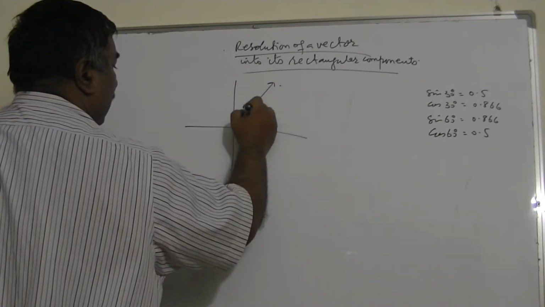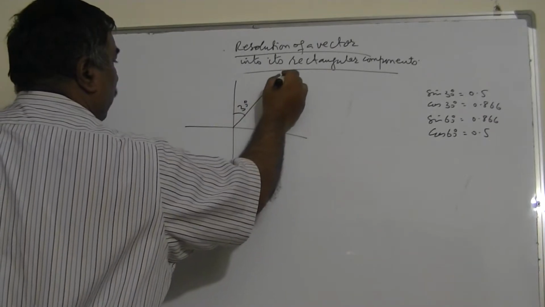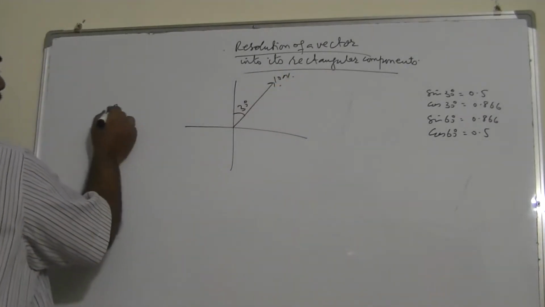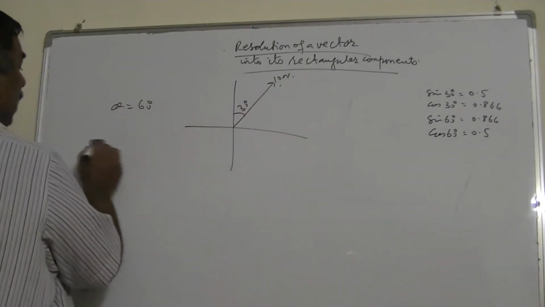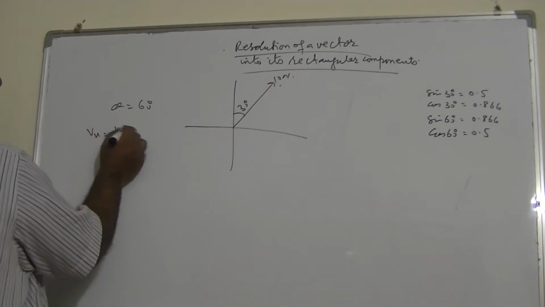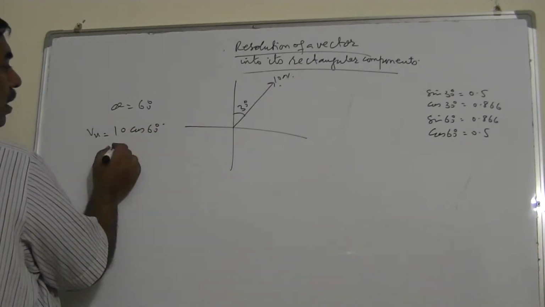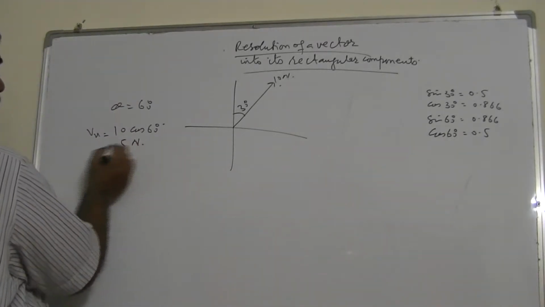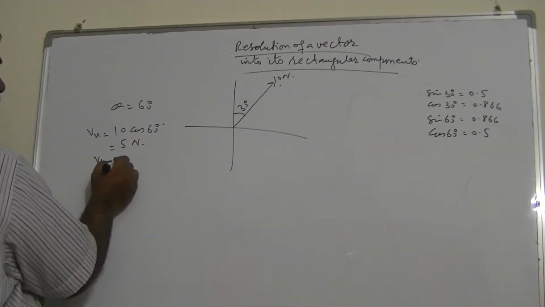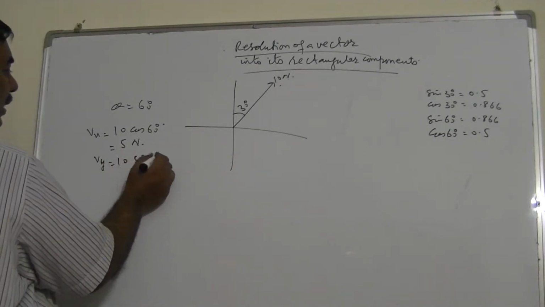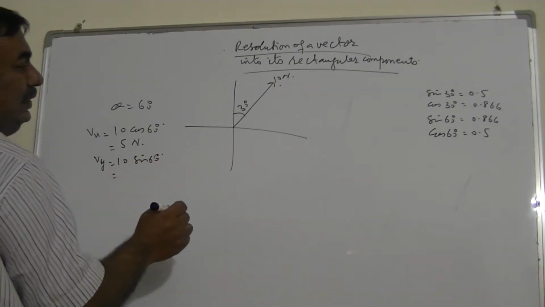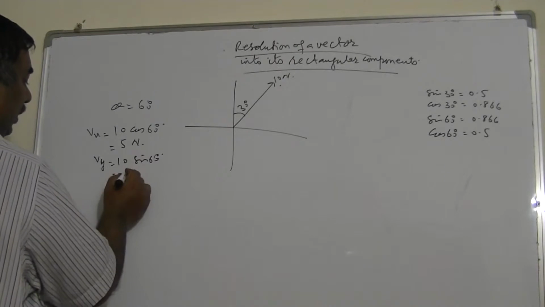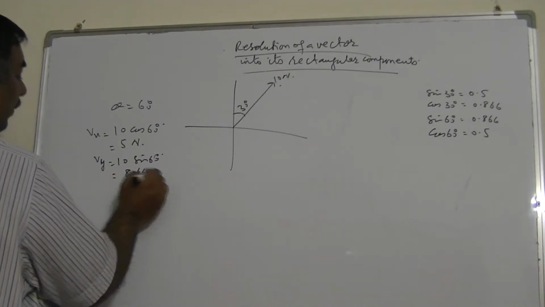Similarly, in the second example, suppose this comes here. If this is 30 degree, and this is 10 Newton, then the general angle theta here is 60 degree. So I can say Vx will be 10 cos 60. Cos 60 here is 0.5, so I will say 5 Newton, and Vy will be 10 sin 60. 10 sin 60 here is 0.866, so it will be 8.66 Newton Vy.